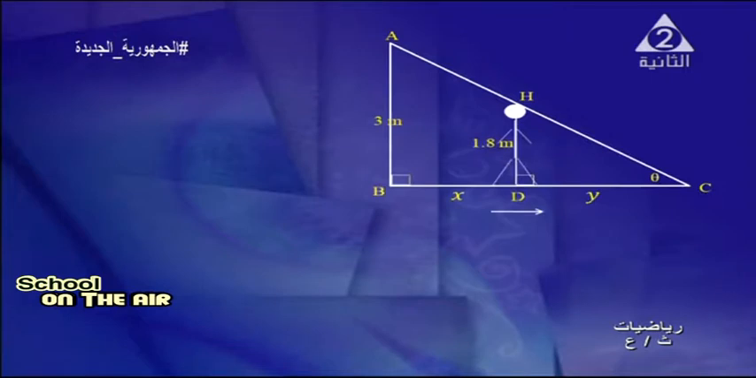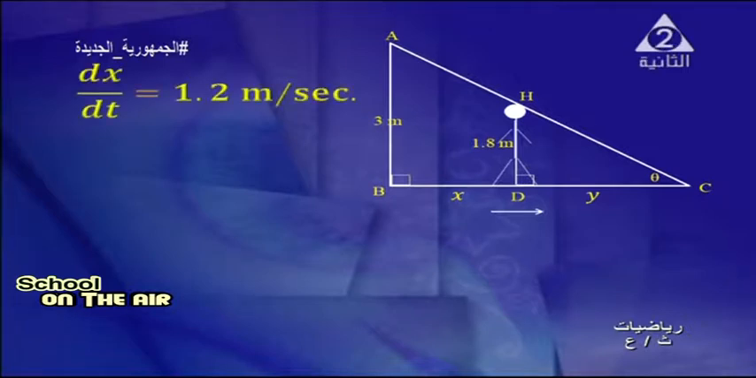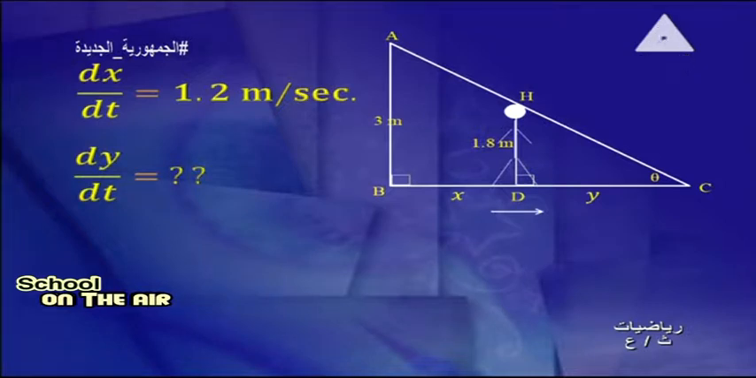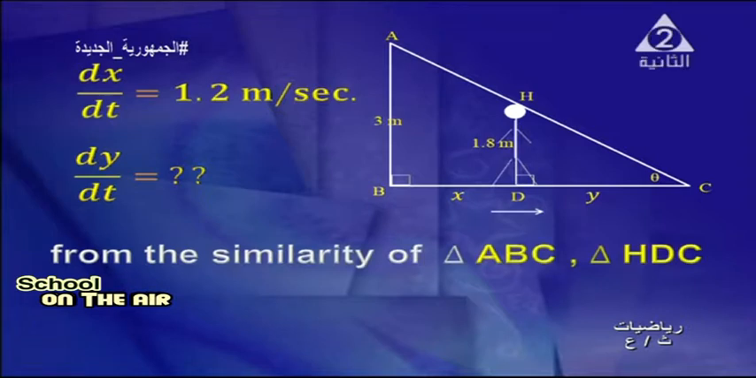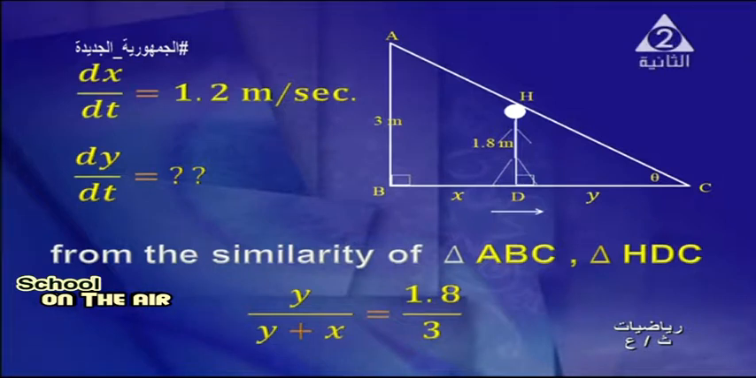Now we have a man of height 180 centimeter moves far from the base of a 3-meter lamppost at a rate of 1.2 meter per second. Then the velocity of the man dx dt equals 1.2 meter per second. And what is the rate of change of the length of the shadow of this man, dy dt? From the similarity of the two triangles ABC and HDC, we have y over y plus x equals 1.8 over 3.